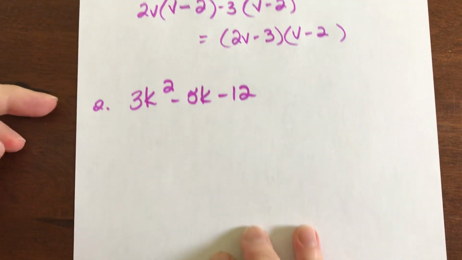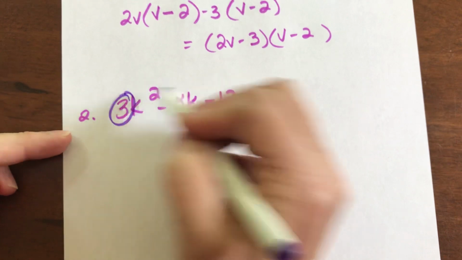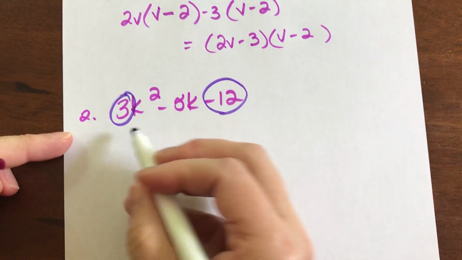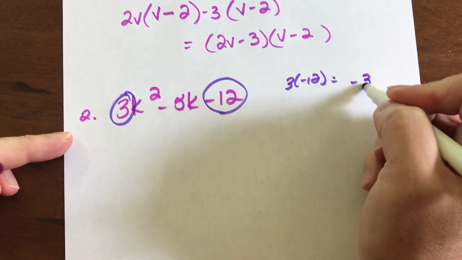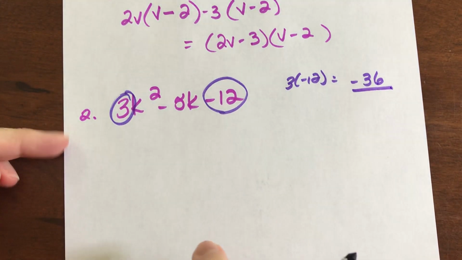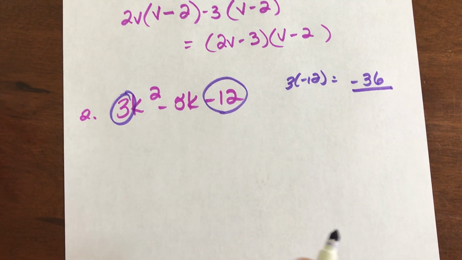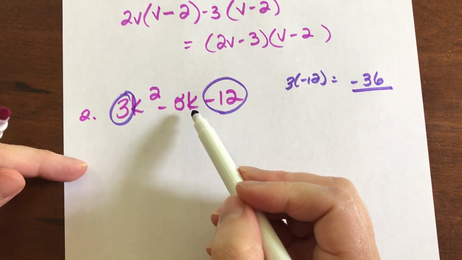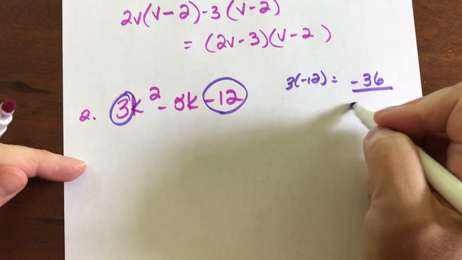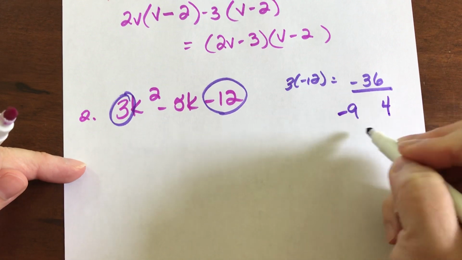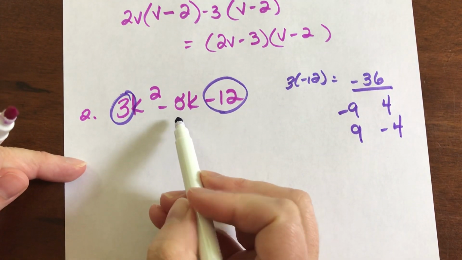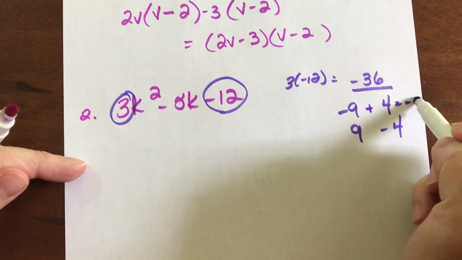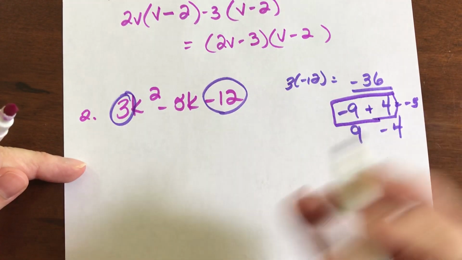All right, for number 2, you multiply 3 times negative 12. So 3 times negative 12, okay, is going to be negative 36. All right, now I need factors of negative 36, but when I add them together equal negative 5. Some of you are probably already thinking about the 9 and the 4. All right, so if we have a negative 9 or a negative 4, which one's going to give us the negative 5? This one. That will give us the negative 5. So we're going to use the negative 9 and the 4.